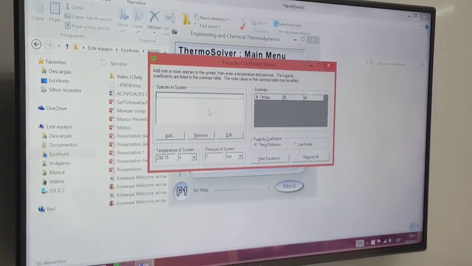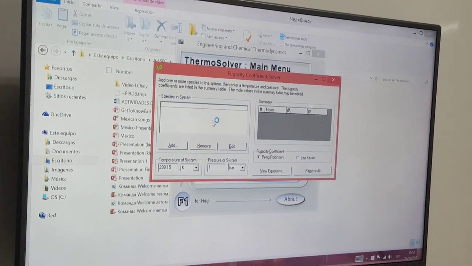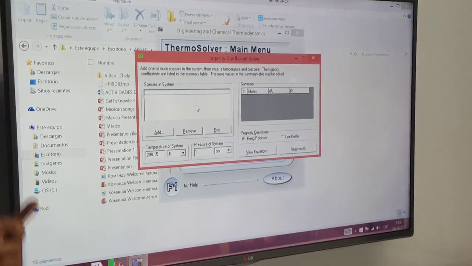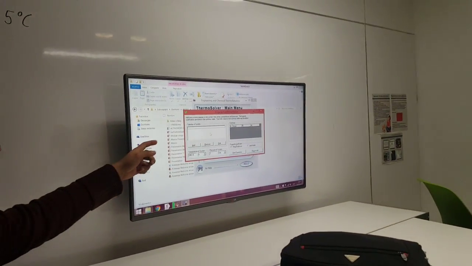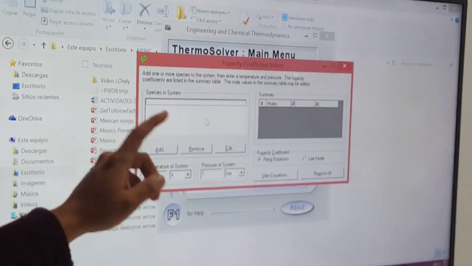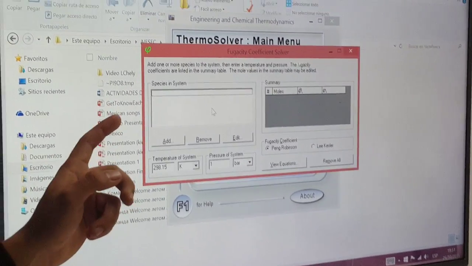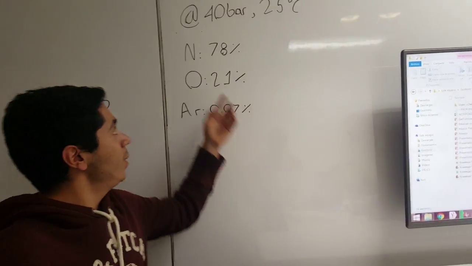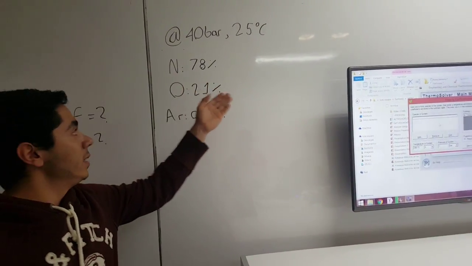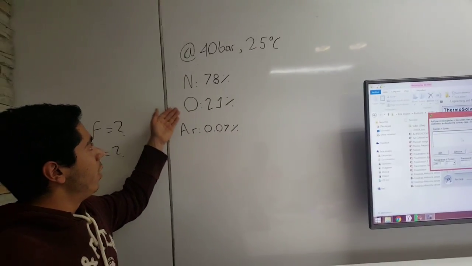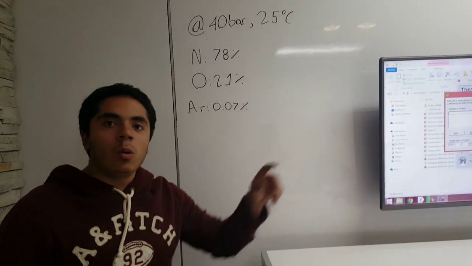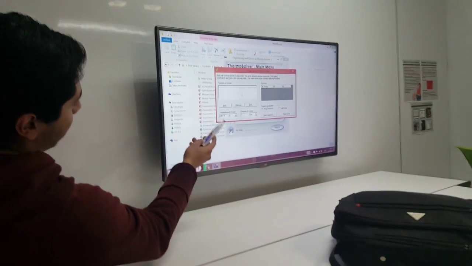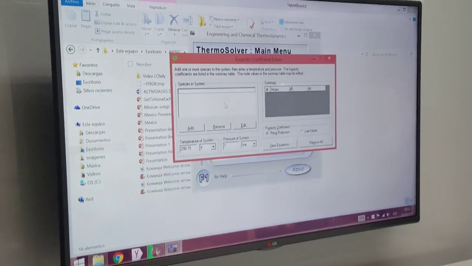First of all, it says: add one or more species to the system, enter a temperature and pressure. The fugacity coefficients are listed in the summary table. The model values in the summary table may be edited. As we saw, air is basically composed of nitrogen, oxygen, and argon mainly. So we are going to put these in our Thermosolver, and it asks us how many moles we have of each.